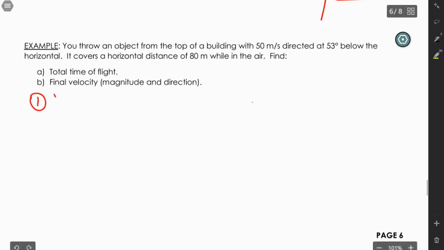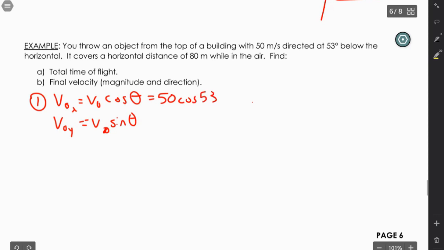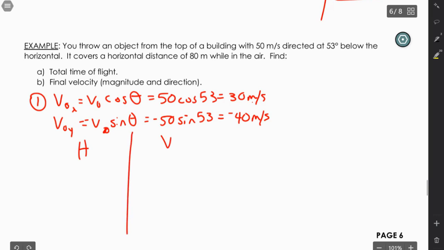Again, nothing changes. VOX equals VO cosine theta, VOY equals, in this case, negative VO sine theta. So we're going to do 50 cosine 53, negative 50 sine 53. So this will be 30 meters per second, and this will be negative 40 meters per second. All right, write our functions. So x equals 30t.